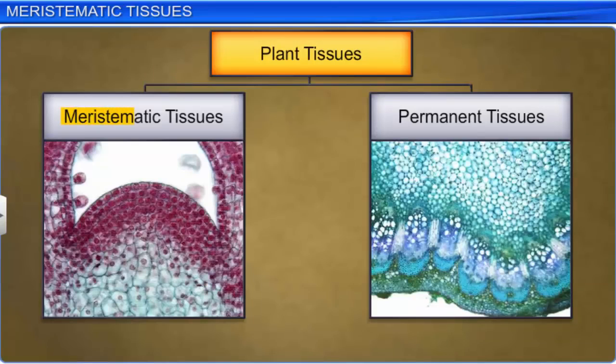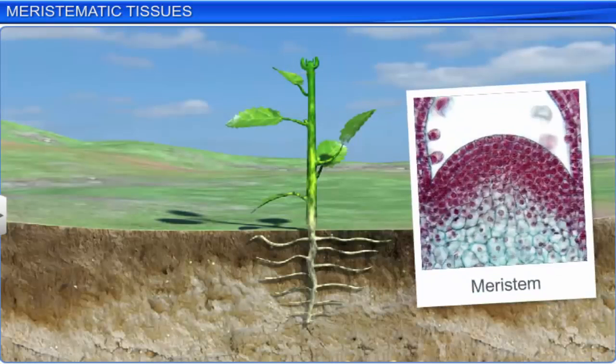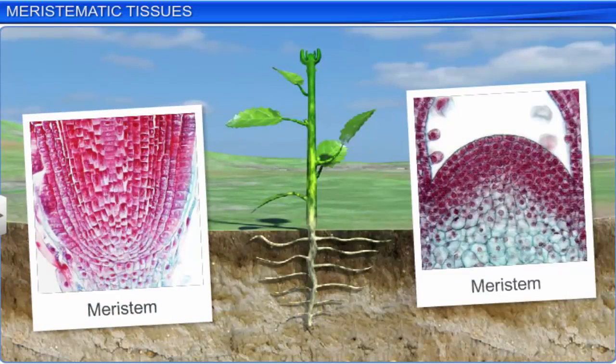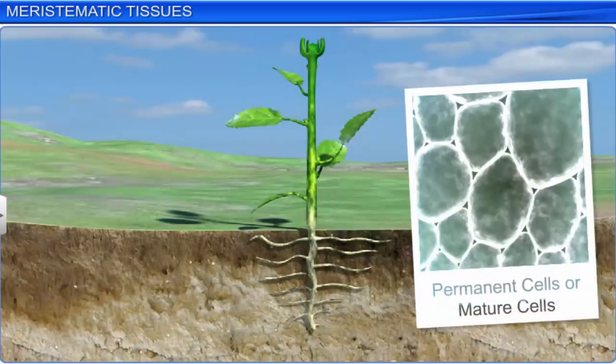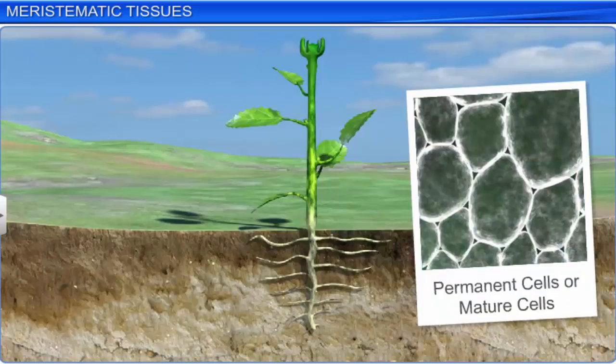The word meristem has been derived from the Greek word meris, which means division. The specialized region in plants where meristematic tissues are present is known as the meristem. Active cell division takes place in this region, leading to the growth of the plant. After meristematic division, the newly formed cells become structurally and functionally specialized and lose the ability to divide. These cells are also known as permanent cells or mature cells.